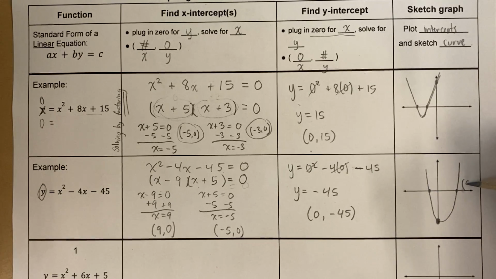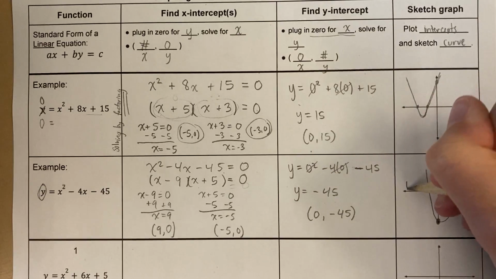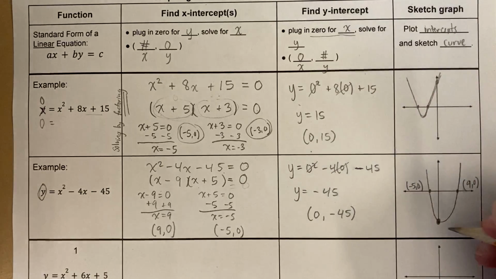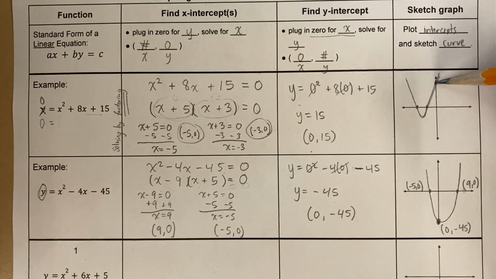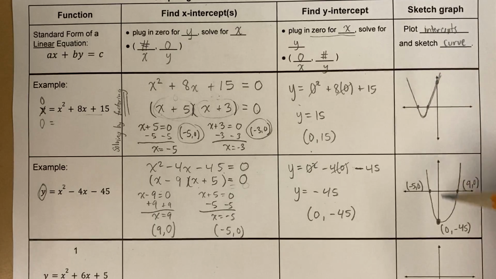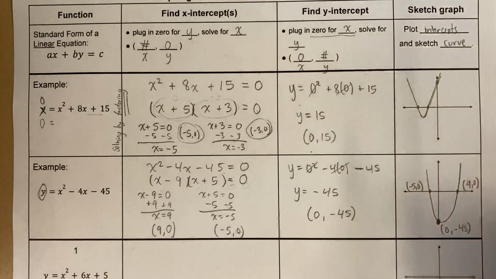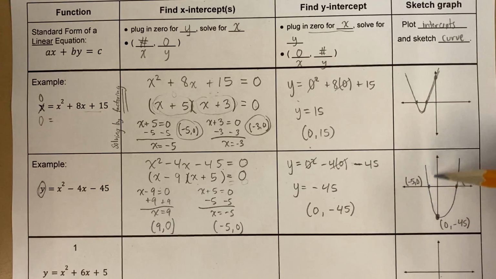Right? This point is 9, 0. This point is negative 5, 0. And this point is 0, negative 45. And my u looks like that. Now notice right here, both of the x-intercepts are on the same side, so the u hit the y-intercept over here on the side of the u. Whereas here, we had one x-intercept on this side and one on this side, because we had one positive and one negative. And so then the u hit that y-intercept more in the middle of the u.